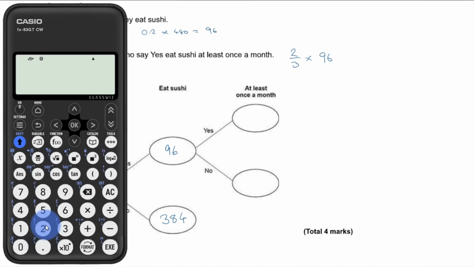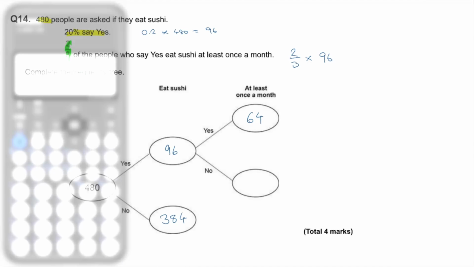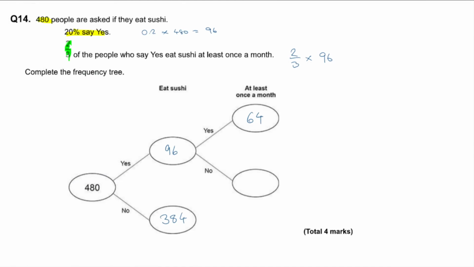Hit the fraction key. 2 on the top, 3 on the bottom, 2/3 times 96. This is the calculator paper, not taking any chances. I'm going to let the calculator do my thinking for me where it can. So 2/3 of 96, that's 64. Okay, so if 64 said yes, then how many said no?